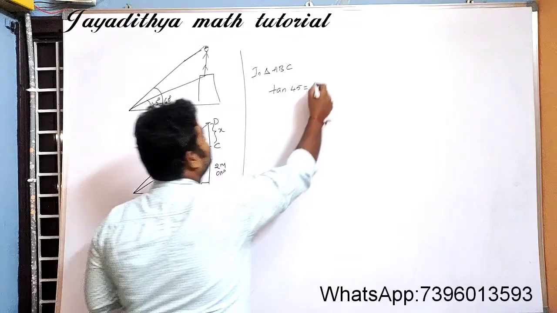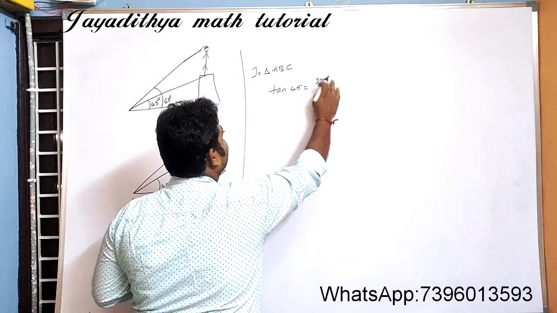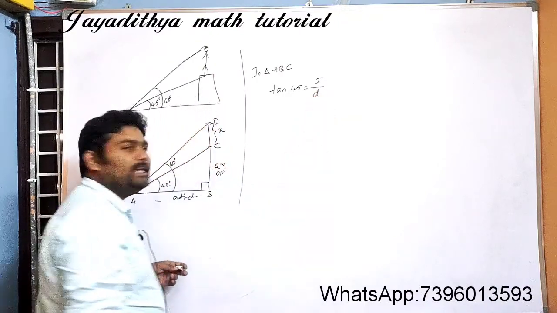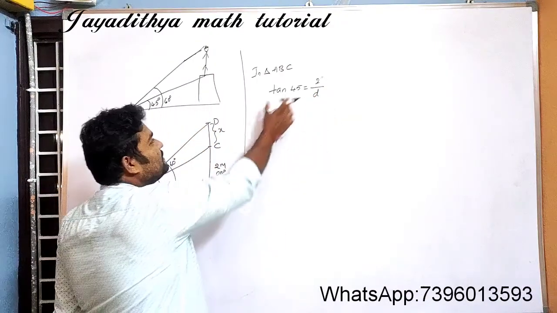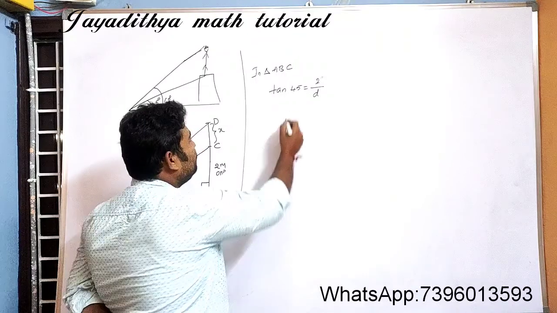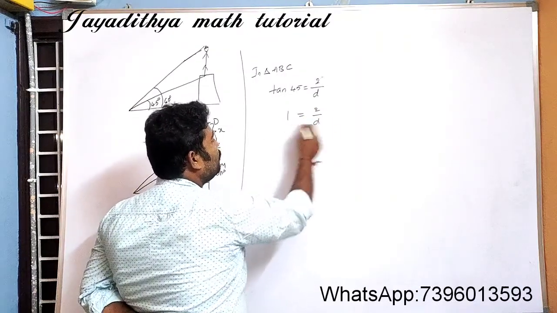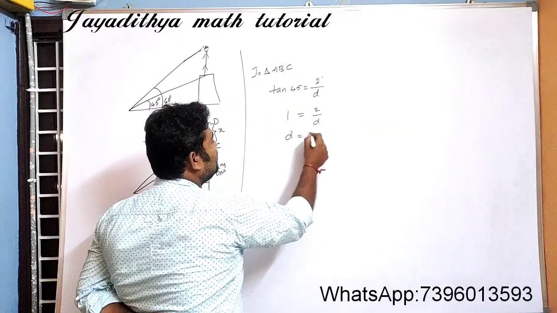Opposite is nothing but 2 meters. You can write just 2, and the adjacent side is D. So what is the value of tan 45? Tan 45 is 1, which equals 2 by D. Now what is D? D is equal to 2.